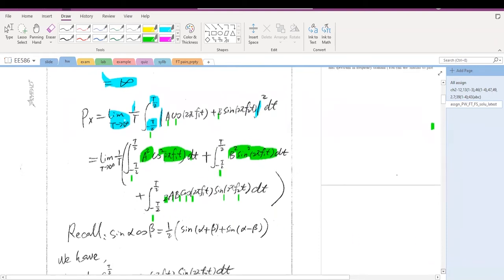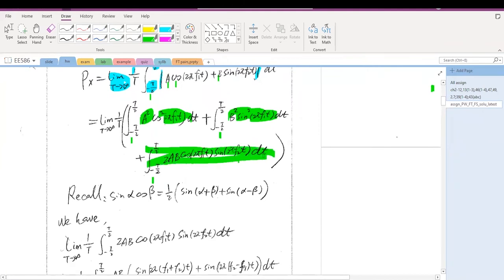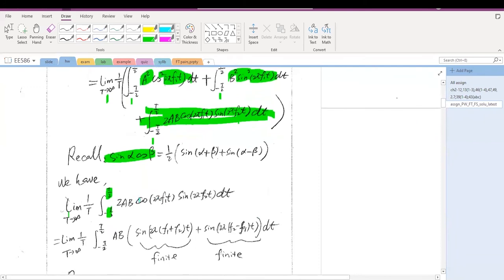So now we need to evaluate this term first. We use this trig identity: sine alpha cosine alpha equals half of sine of alpha plus beta plus sine of alpha minus beta. So therefore for this term, I take the limit here. This is the integral. This is exactly the same term, and I use this formula. The angles take the summation and the angles take the difference here.